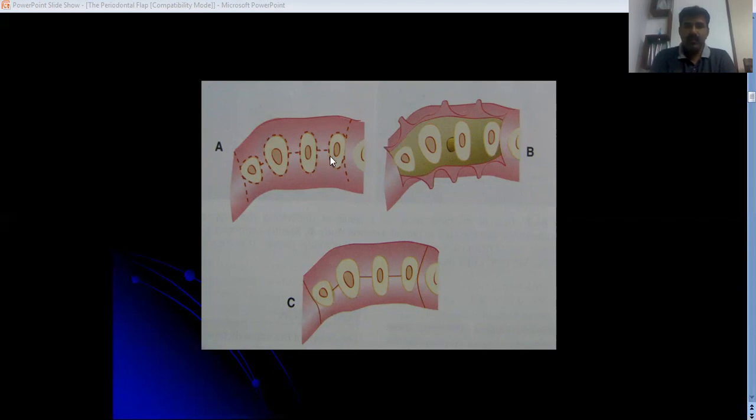So this part goes to the labial aspect. This part comes here. And this part comes down. And then after doing all the procedures, you bring it back and close it back. This is called the conventional flap. You are just splitting the papilla. Now what do you do in a papilla preservation flap?